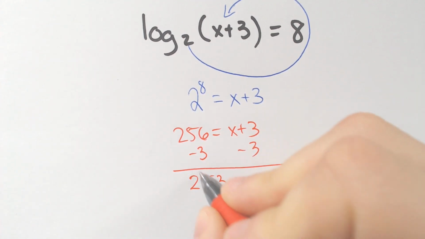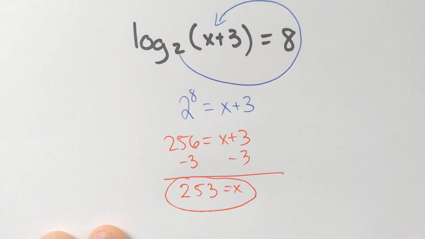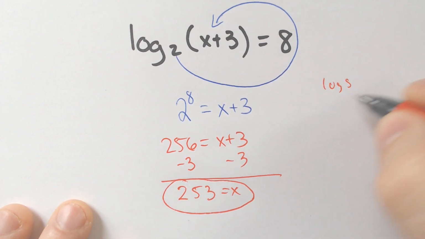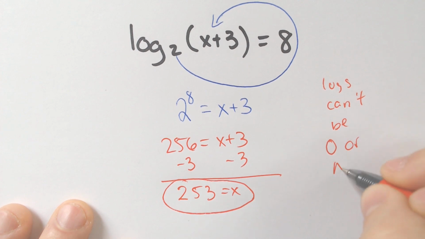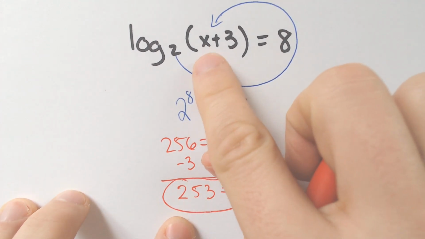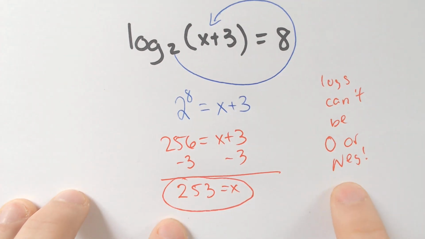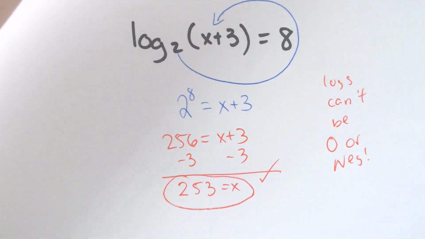253 would equal x. You do need to check all of your solutions to make sure you do not take the log of a negative number or 0. So logs, as well as an ln, can't be 0 or negative! So if we plug in 253, 253 plus 3 is positive and not 0 or negative, so this one's okay.